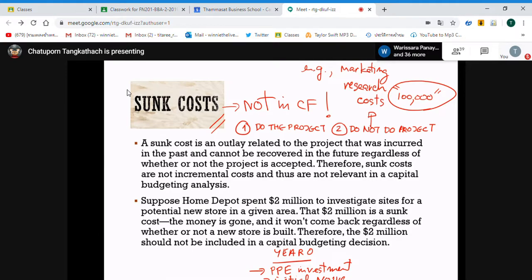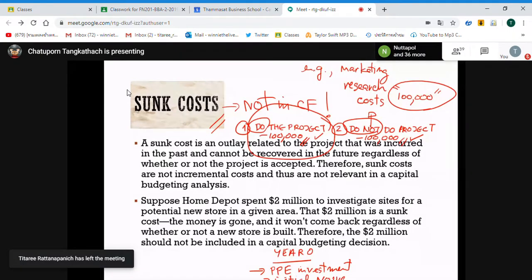First one, if the firm does the project, do we need to pay 100,000? Yes, because we asked the third party to do it for us, right? We need to pay them. Now when we do not do the project, so finally we reject it, do we need to pay 100,000? The answer is still yes. When we do the project, we need to pay. When we do not do the project, we still need to pay. So this one is not incremental cash flow, because incremental cash flow must be a cash flow that occurs only if we do the project. If we do not do the project and we are not required to pay that, then you need to put it in. This is how we do it.